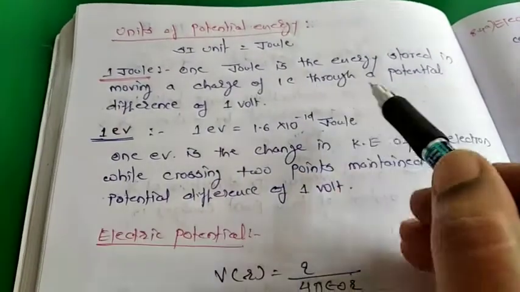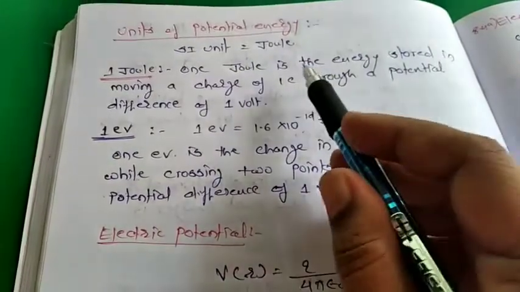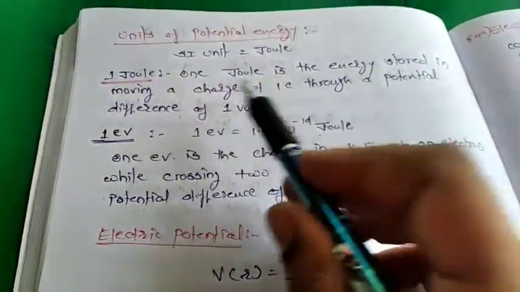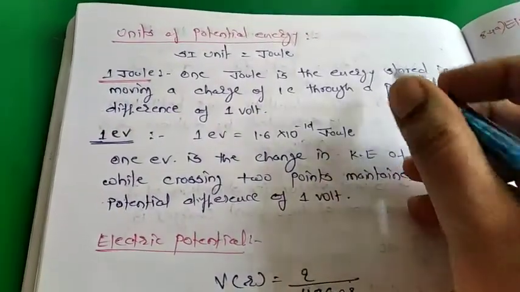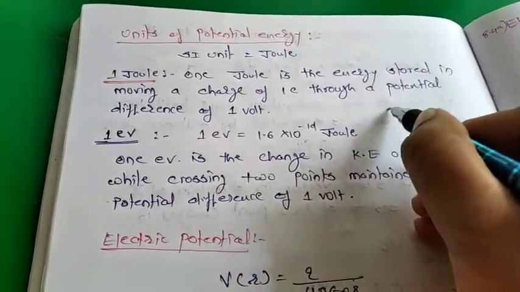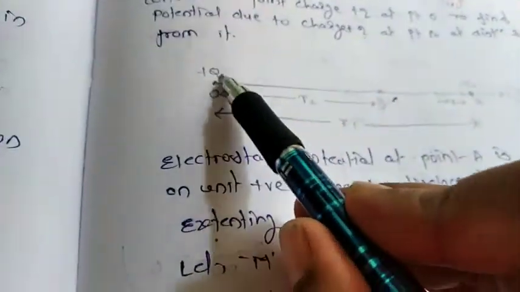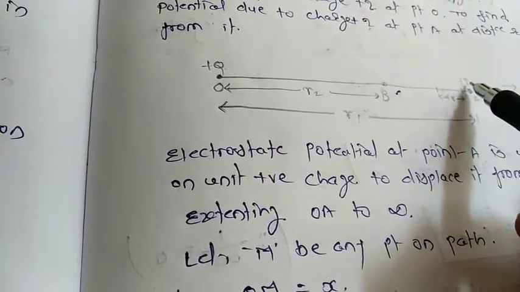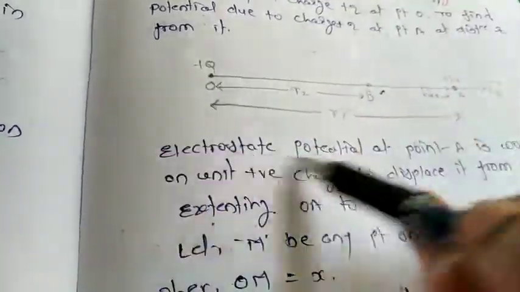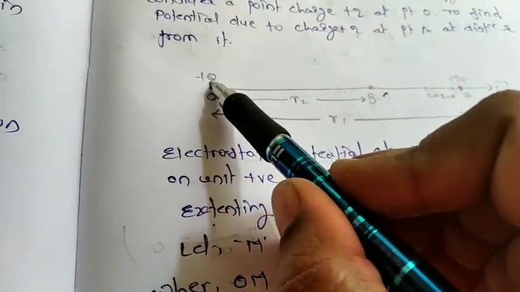Right? We are moving the charge. What is the potential energy? It is the energy stored to move a charge of 1 coulomb through a potential difference of 1 volt. Suppose this is the charge Q, we'll see this diagram. This is the charge Q, and we want to move the small charge plus q in the electric field of this charge, capital Q.